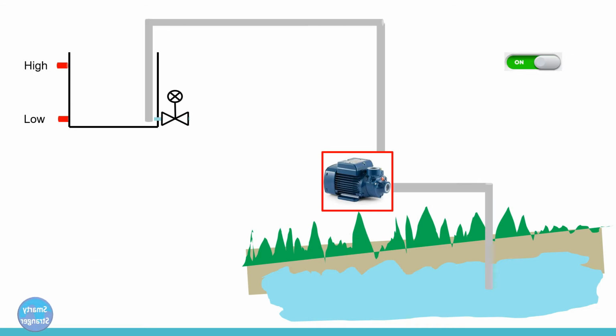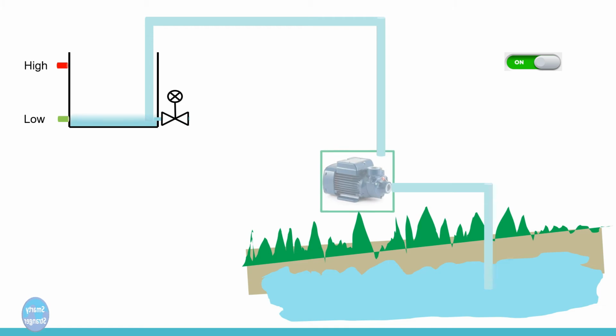When we switch on our system, the low-level sensor senses that the tank level is low and it gives the command to the pump to start. When the pump receives the command from the low-level sensor, it starts running and starts filling water in the tank.